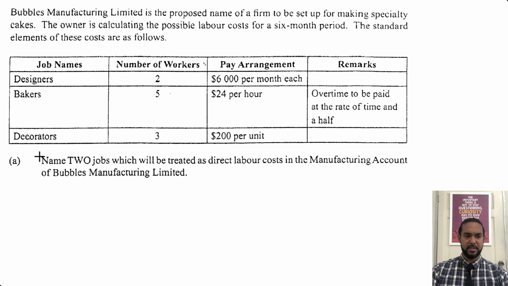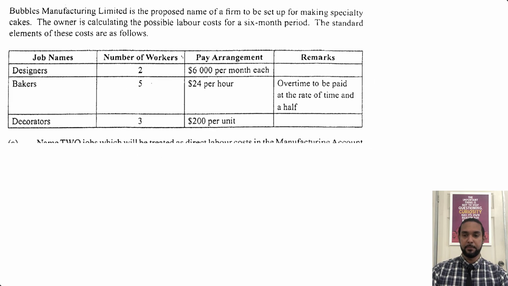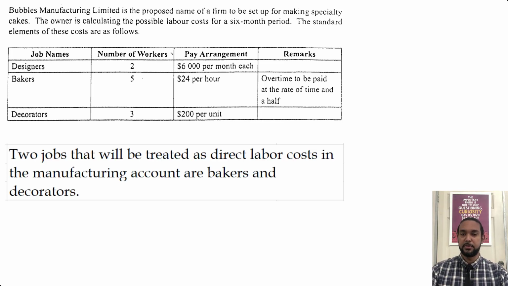Okay, so let's see, what are they asking us in this first item here? Name 2 jobs which will be treated as direct labor costs in the manufacturing account of Bubbles Manufacturing Limited. Okay, so remember, direct costs are costs that are easily and directly attributable or traceable to units of finished output. So let's take a look and see what I have here. So it says 2 jobs that will be treated as direct labor costs in the manufacturing account are bakers and decorators. Because if you think about it, if the baker did not do his or her job, the cake would not get physically made. And then after the cake is made, the decorators may put on the icing and whatever other decorations that may happen.